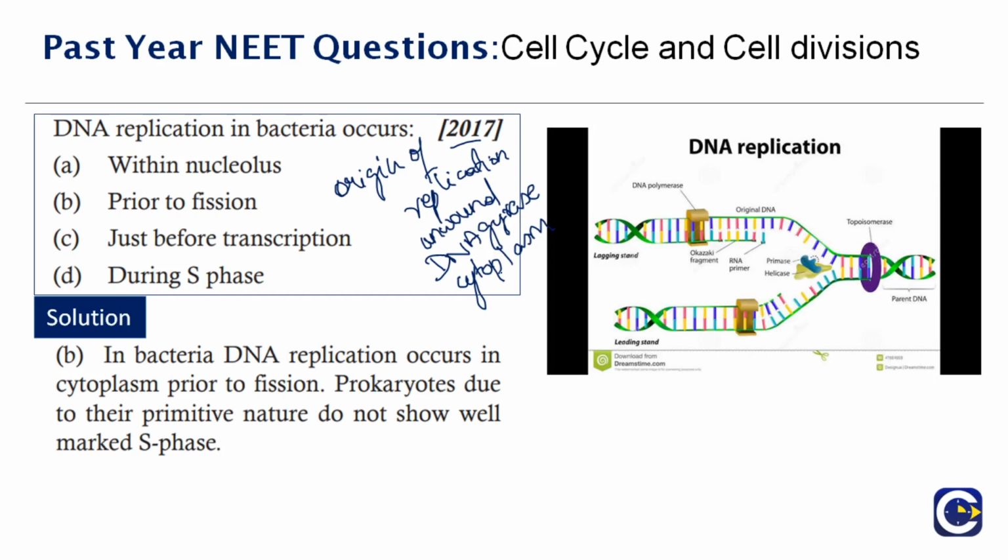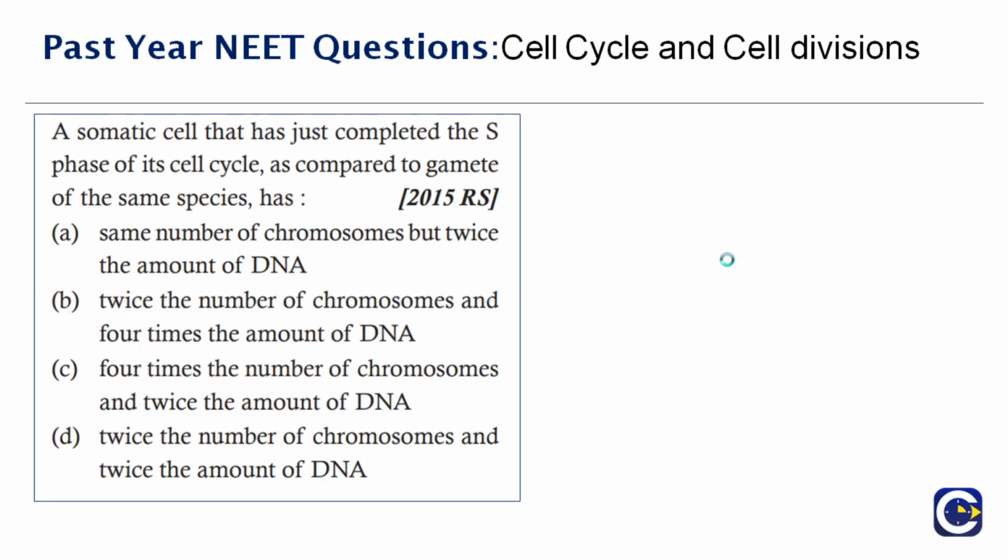To your right side, I have given you the common DNA replication process that takes place in eukaryotes, where there is the presence of different enzymes like DNA polymerase, then you can see the topoisomerase, the lagging strand, the leading strand, the gap, the helicase enzyme, the RNA primer. So these are some of the important components when it comes to DNA replication. Therefore, the correct answer is option B, prior to fission. Now let's move to the next question here.